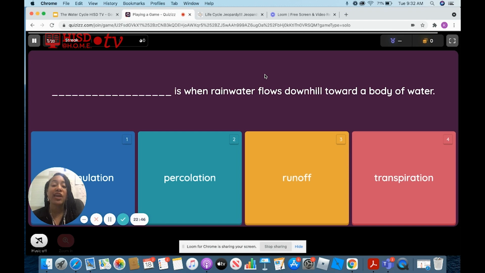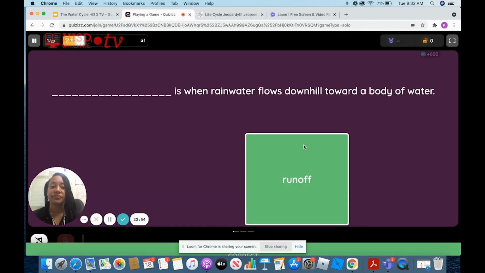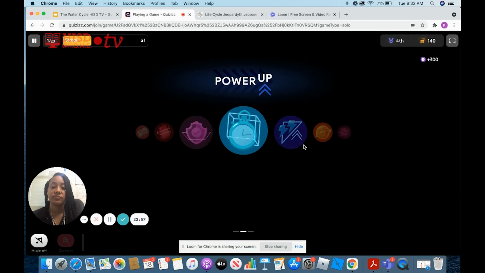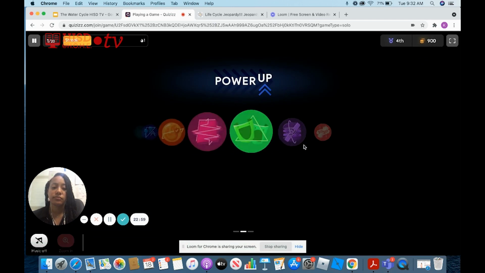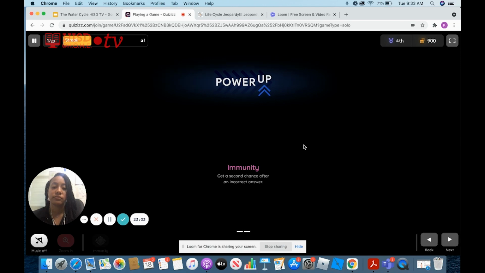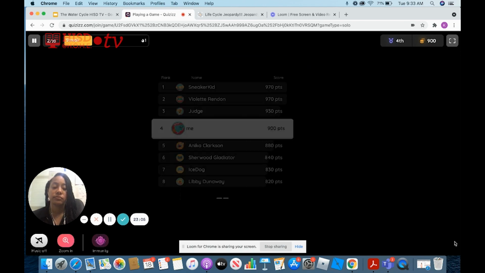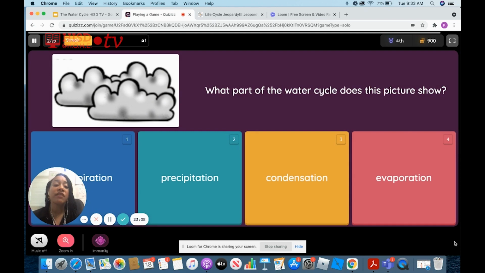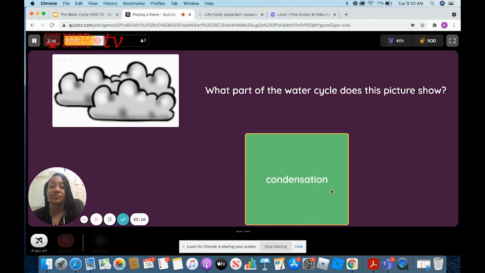Blank is when rainwater flows downhill towards a body of water. Yes, that would be called runoff. What part of the water cycle does this picture show? Yes, this picture shows condensation.